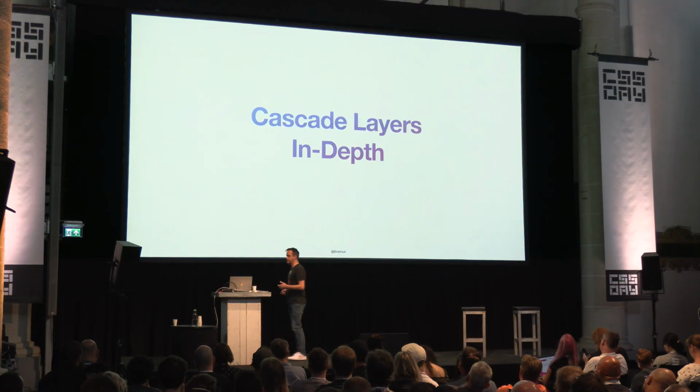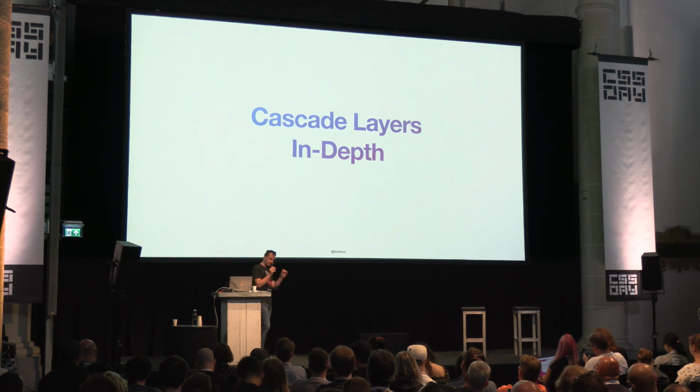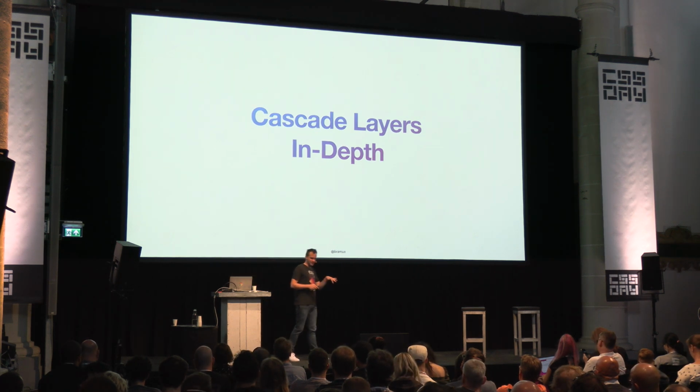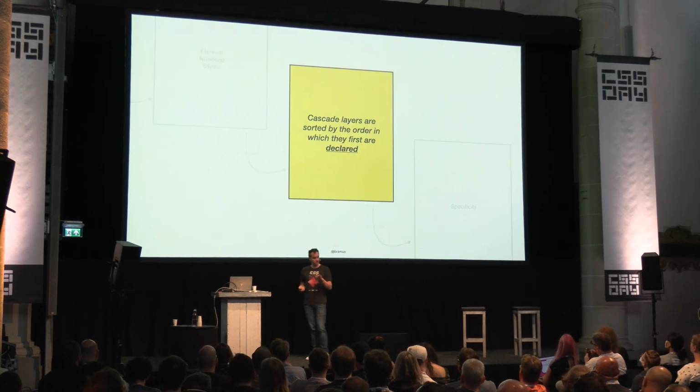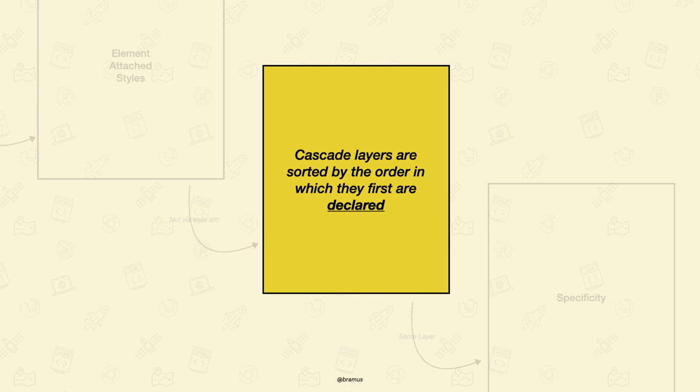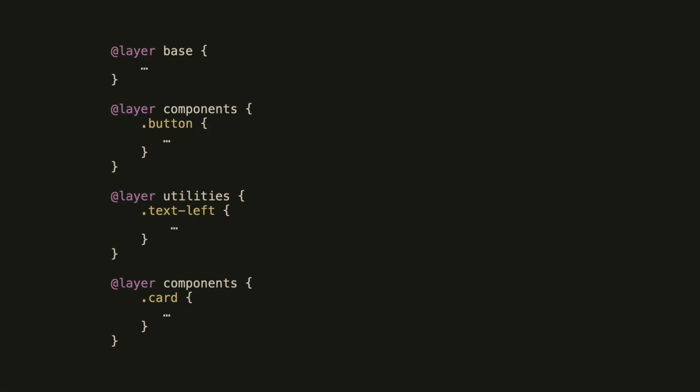Now, of course, it's CSS. There are some caveats and some quirks with it, some things that you need to know, the finer details. So Cascade Layers in depth. Here we go. Layer name reuse. You can reuse layer names because the spec says the layers are sorted by the order in which you first declared them. So we have here base, then components where it is declared, then utilities, and then again components here at the bottom. Well, we are reusing the name. We are not redeclaring it. We are reusing it. So the content will be appended to it.